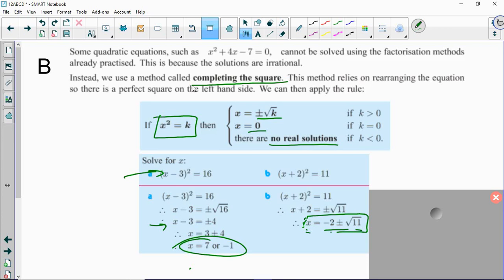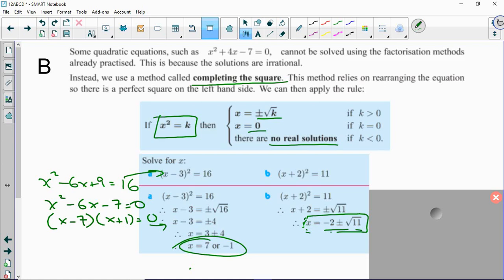Now, something like this, since its two answers ended up being integers, we could have expanded. We could have done x minus 3 squared and gotten x squared minus 6x plus 9 and set that equal to 16. Then we could bring the 16 over to the left-hand side, subtracting it from the 9, and we get minus 7 equals 0. And then we could factor that, and we'd get x minus 7 times x plus 1. And when we solve each of those, we get the two answers that we got.